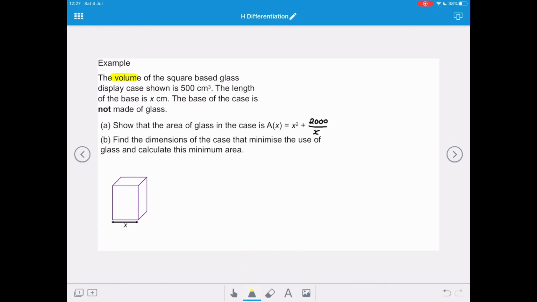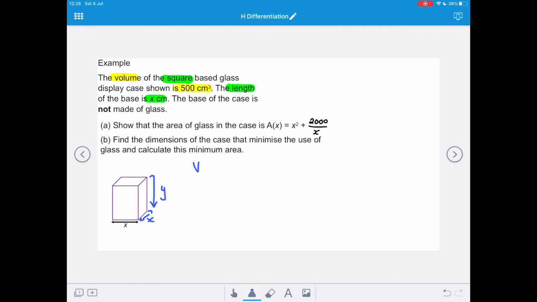Now we've been given the volume in the question, it's 500 cubic centimeters, and we know that V equals LBH. Now the question also tells us that the length of the base is x centimeters, and that base is a square. So we know that the length is x, and the breadth is also going to be x. And we're going to let the height be the variable y.